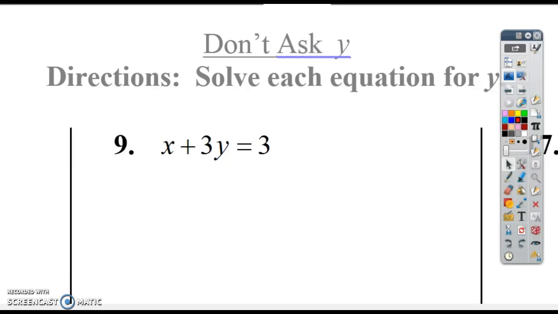Okay, so today we're going to finish up the worksheet that you guys had yesterday. We're going to finish up the remaining questions on both sides. So I'm going to do a couple examples on this front side, the ones where we're solving for y. I'm going to do numbers 9 and 15 with you.